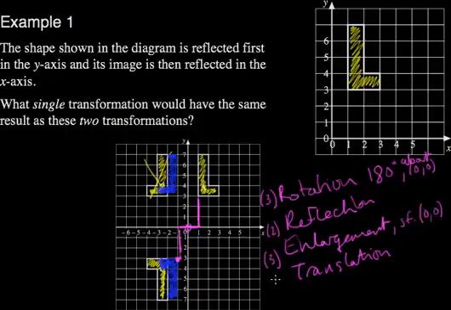A translation, that's worth only 2 marks. You'd have to say the word translation for the first, and then the second would be the vector that you translated it by, for example, 2, 7. So each one of these, you have to be aware of whether it requires 3 marks or 2 marks.